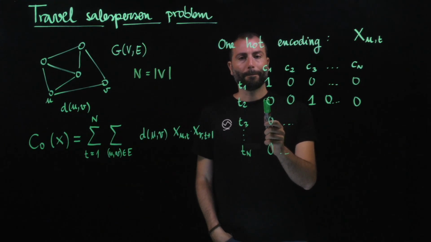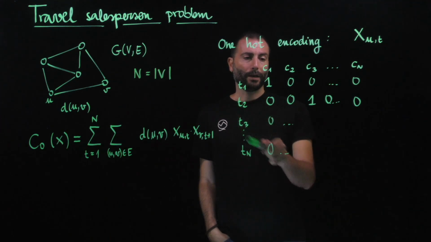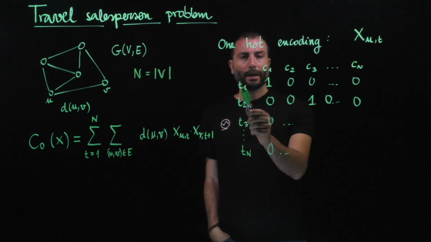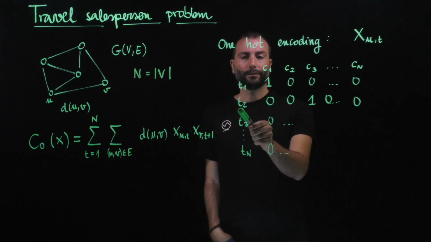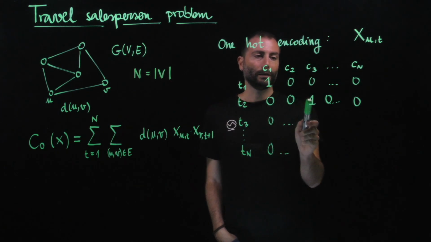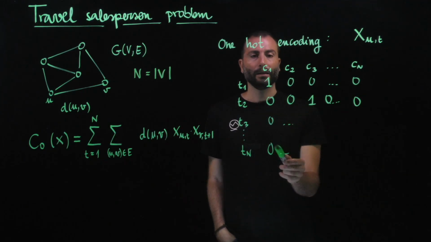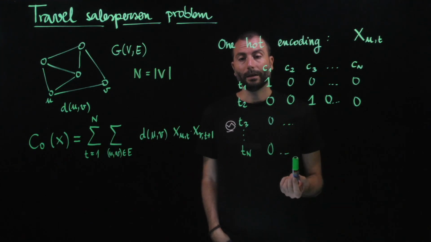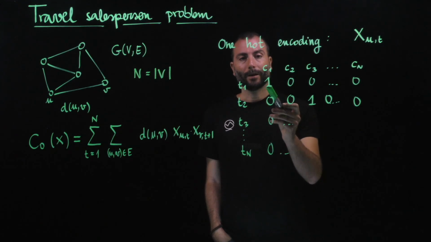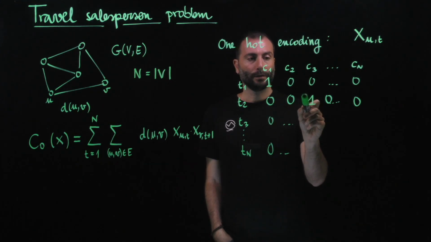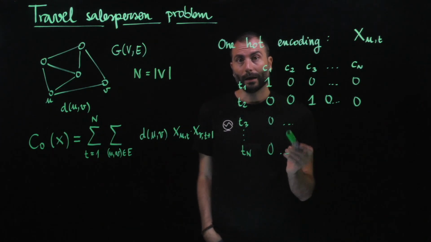The way in which this encoding works is that at time 1, we start from city 1, and then at time 2, we go from city 1 to city 3, and so on and so forth. Basically, it's a binary string where the information is encoded in this way. At every time, we express with a 1 the city in which we are at that time.